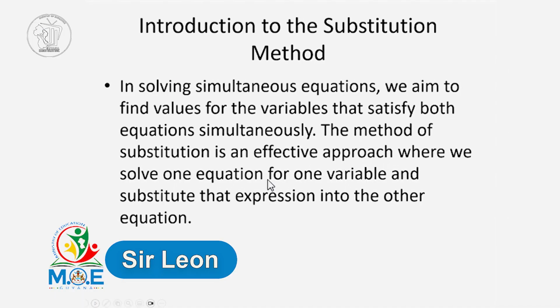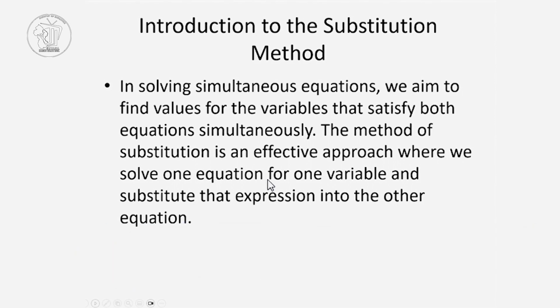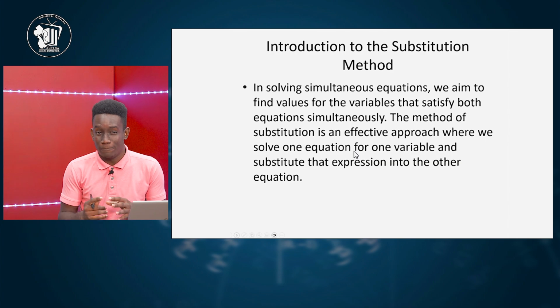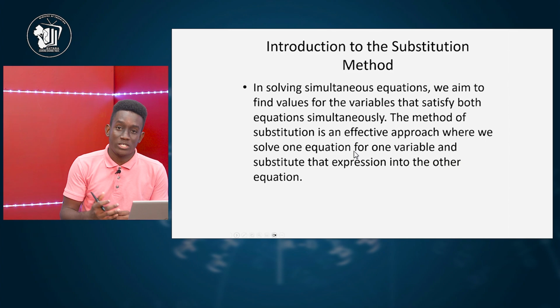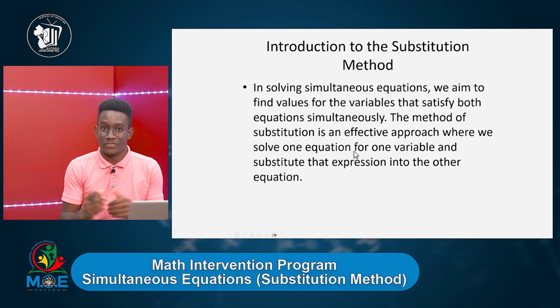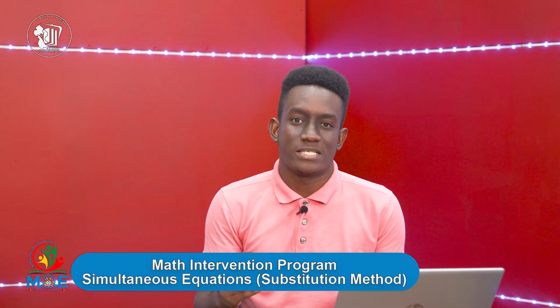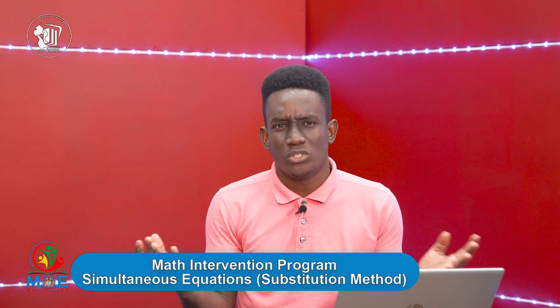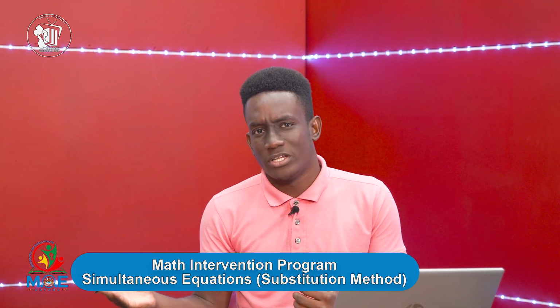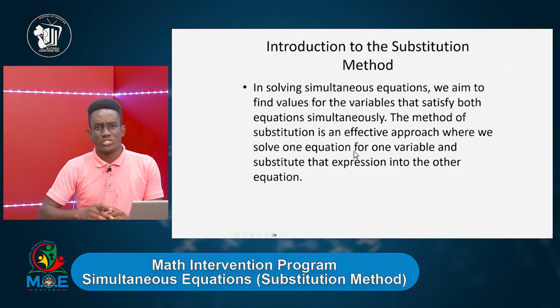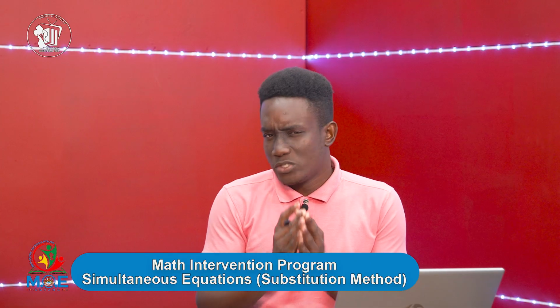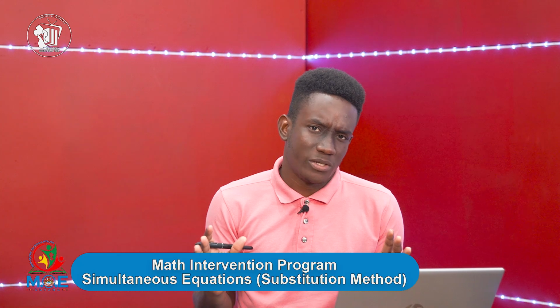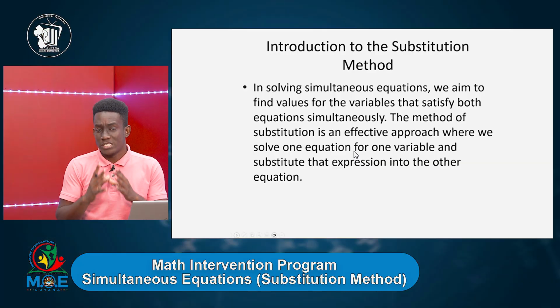So when solving simultaneous equations, we aim to find the values for the variables that satisfy both equations simultaneously. And by simultaneously, we mean the same time. So whenever we find the values for the unknowns and we put them into the equations, they all should satisfy the equations. In CXC, you are given two equations maximum with two unknowns. And probably when you move on later in your studies, you'll have three equations with three unknowns and so on.